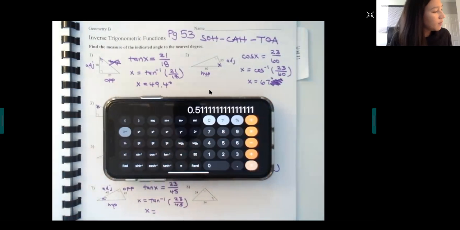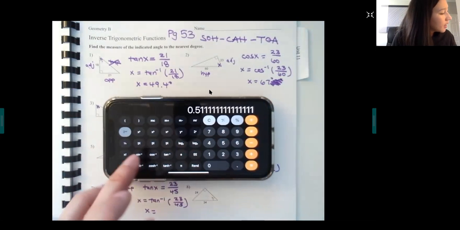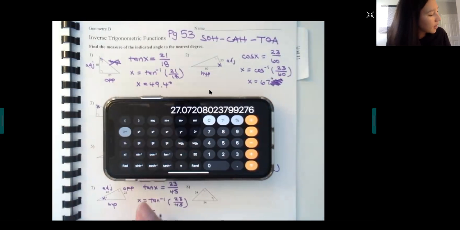So then 23 divided by 45, and then we take the inverse tangent of that, and it is 27 degrees.